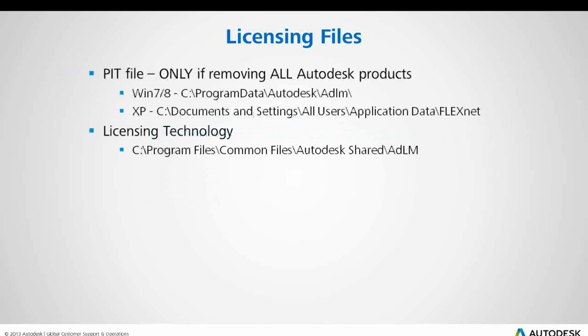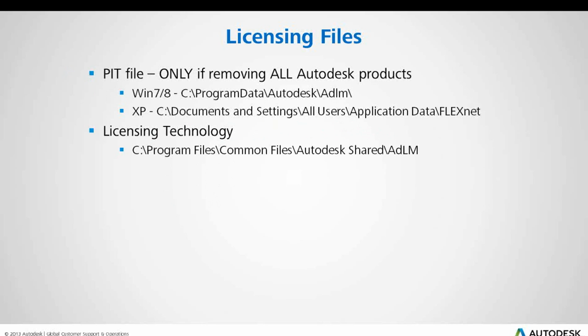And then more licensing files here. The PIT file, the product information table is what that stands for. And you only want to get rid of this if you're removing all Autodesk products on that computer. If you're only getting rid of one, do not touch this because that will break the install for all of your other Autodesk software. And then you'll have to do a clean uninstall of everything and get it reinstalled. This contains the information for all the products on the system. It's an encrypted file in there that contains like your serial number and things like that. So be careful about deleting that one.